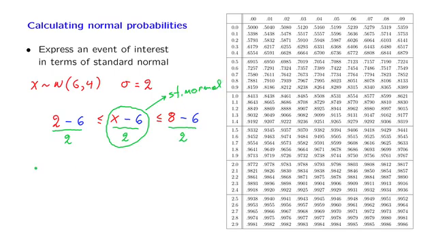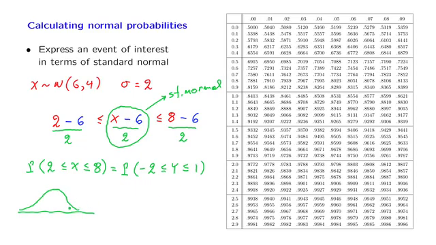So the probability that x lies between 2 and 8 is the same as the probability that a standard normal random variable, call it y, falls between minus 4 divided by 2, that's minus 2, and 2 divided by 2, that's 1. And now we can use the standard normal tables to calculate this probability. We have here 1 and here we have minus 2, and we want to find the probability that our standard normal falls inside this range.